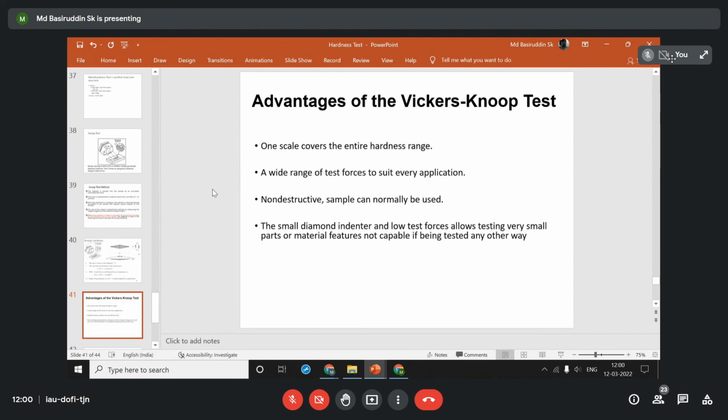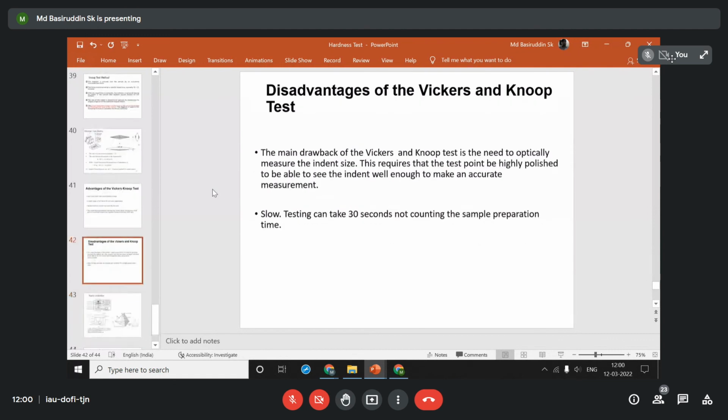If we want to measure it, then we have to keep the load as minimum as possible. But the thing is, there must be certain plasticity; then only we can go for Vickers hardness testing. Okay, so these things you can categorize as the disadvantages of Vickers hardness testing.